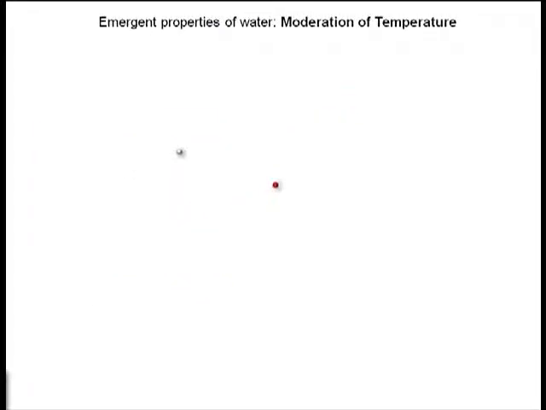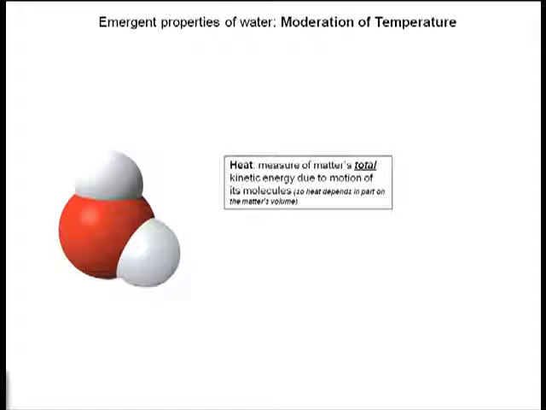Water acts in much the same way. In a body of water, the molecules are constantly moving, and the movement of these molecules is kinetic energy. Now, heat and temperature are related to the kinetic energy of these molecules. Heat is the measure of matter's total kinetic energy due to the motion of its molecules. What this means is that you add up all of the kinetic energy from all the molecules in a body of water, and that gives you the amount of heat in that body of water. So heat depends on your volume.